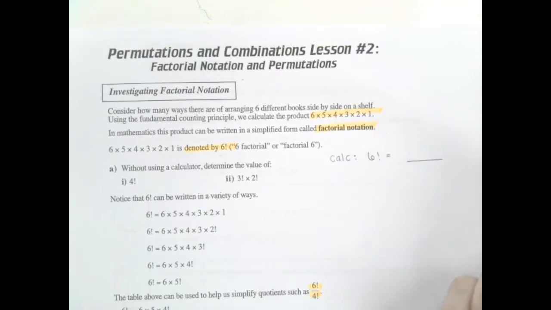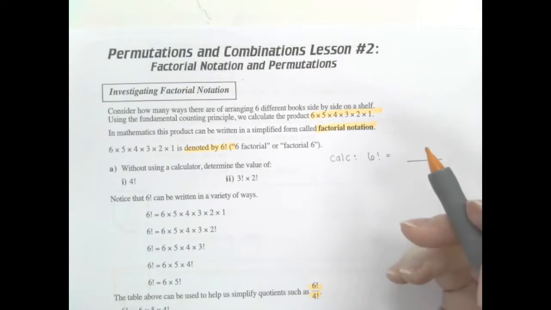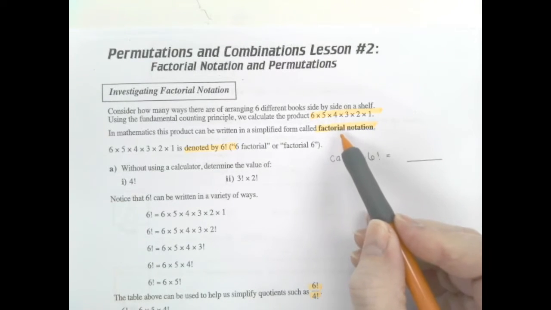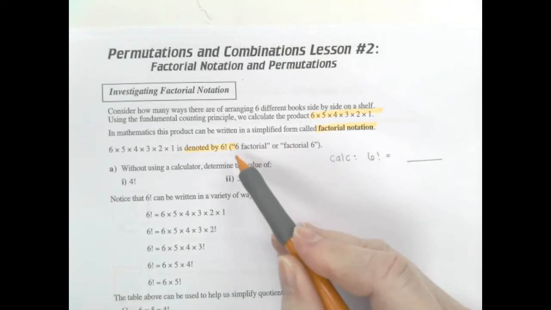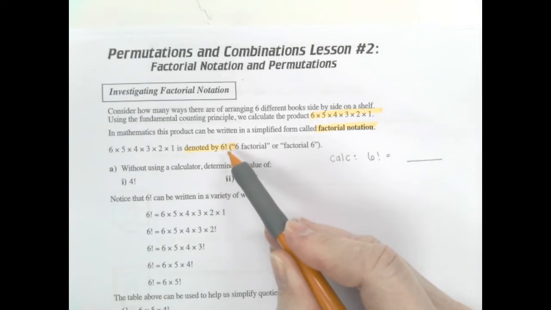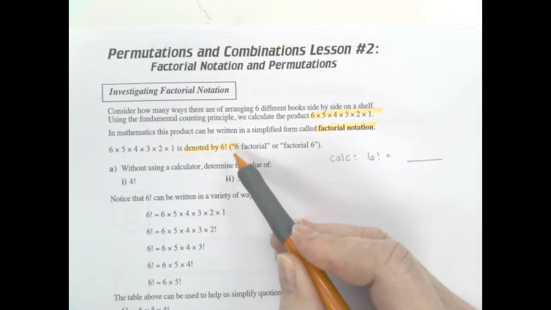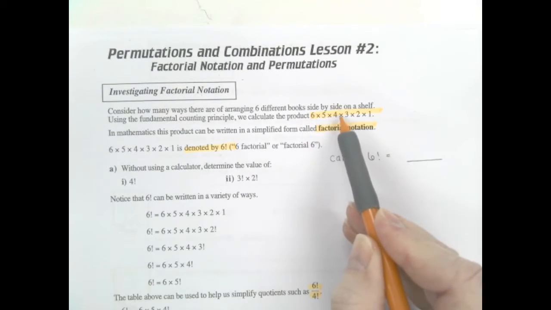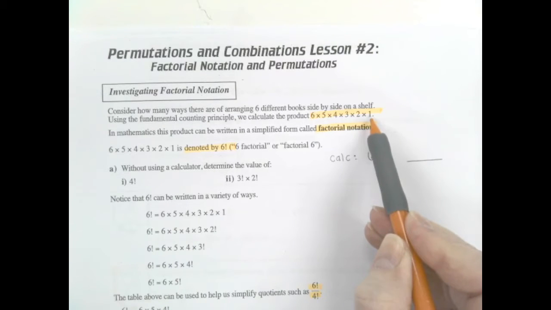Okay, welcome. Lesson number 2. This is all about the factorial notation, and it's a nice little button on your calculator that's an exclamation mark, and they call it factorial. So that means 6 factorial is 6 times 5 times 4 times 3 times 2 times 1, all the way down to 1 every time.